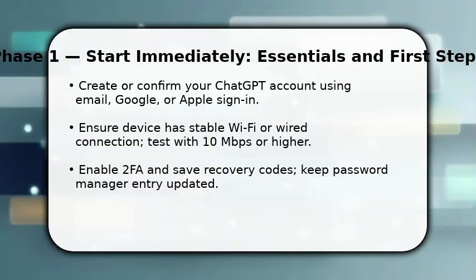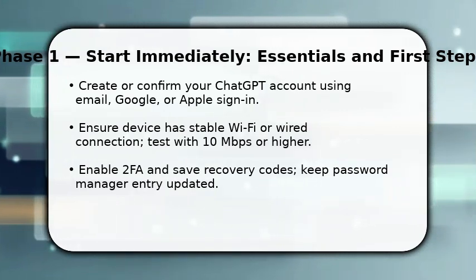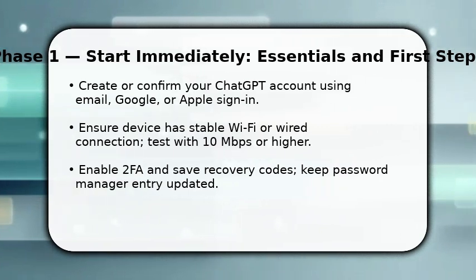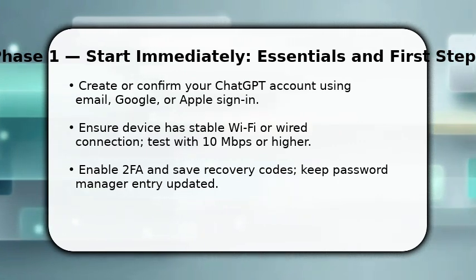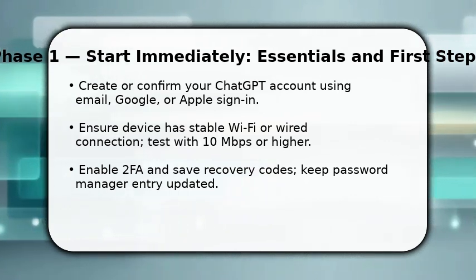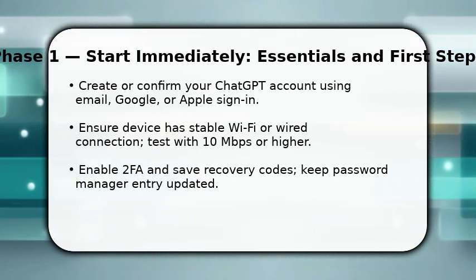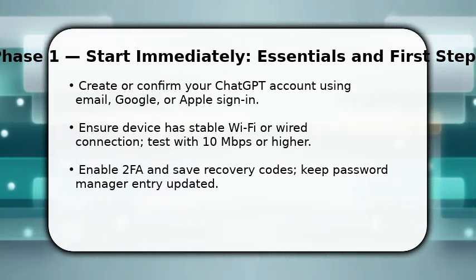You begin by getting access. Sign in or create your ChatGPT account now using email, Google, or Apple sign-in. Once done, make sure your device is online with a stable Wi-Fi or wired connection. A simple 10 Mbps speed test confirms basic functionality. Then enable two-factor authentication and store recovery codes in your password manager so you can regain access if needed. This establishes security and connectivity before you move to the integration and usage steps.